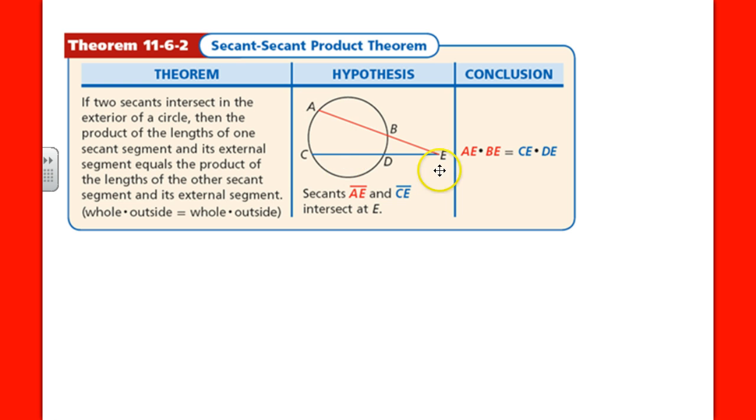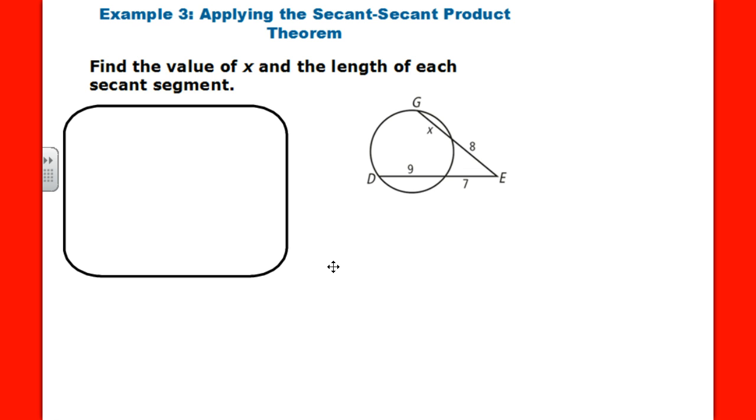So if two secants intersect, exterior of a circle, then the product of the lengths of the secant segment and its external segment equals the product of the lengths of the other secant segment and its external. So they have a nice way to phrase it here. You take the whole times the outside, which equals the whole secant times the outside. Okay, so let's find the value of x and the length of each secant segment.